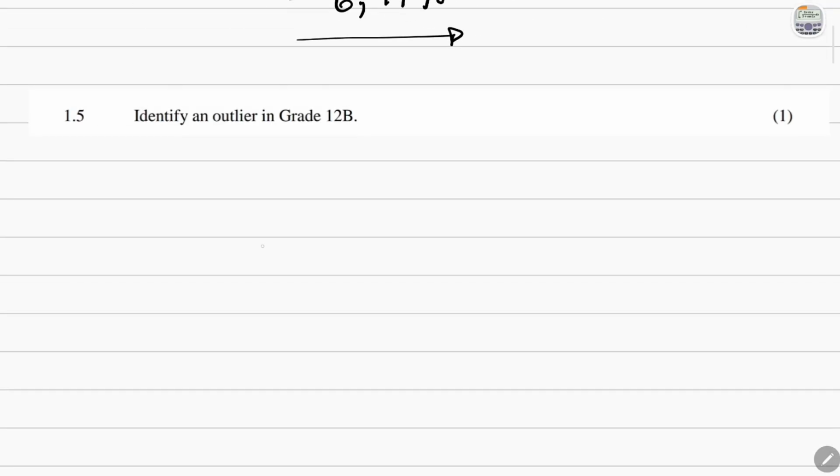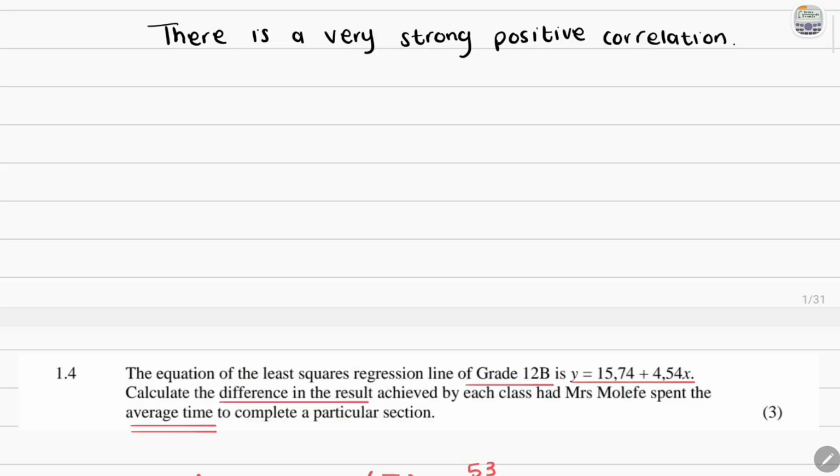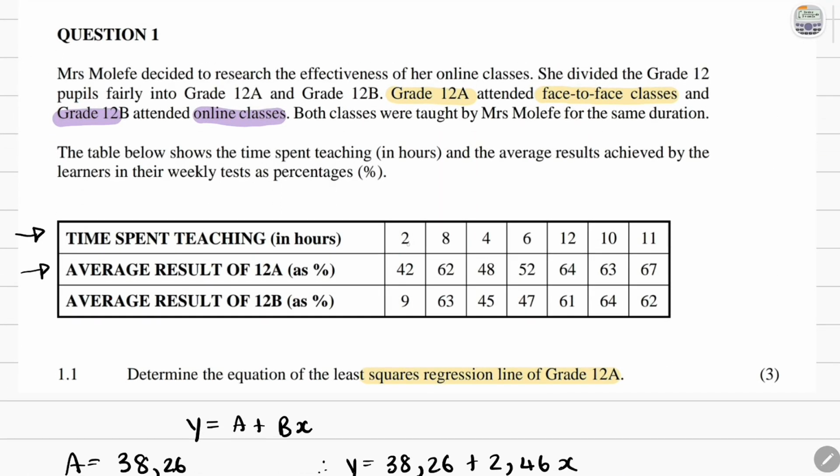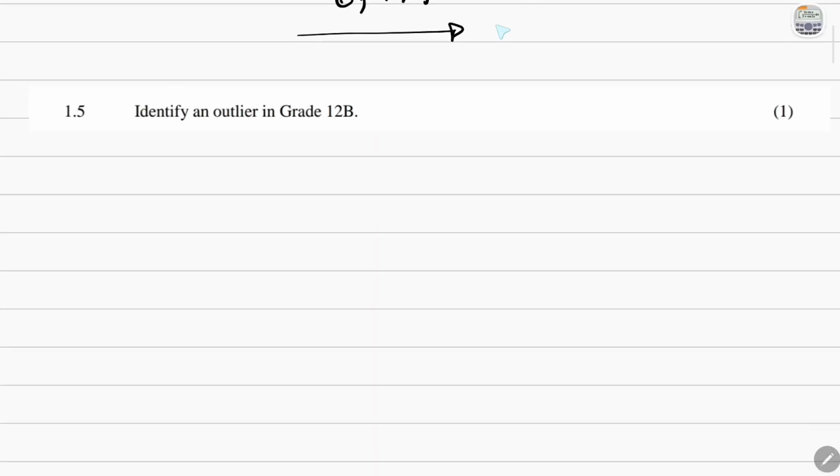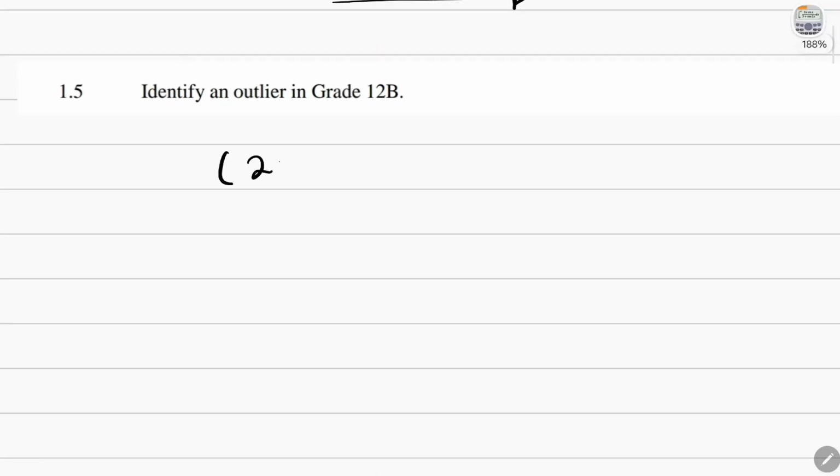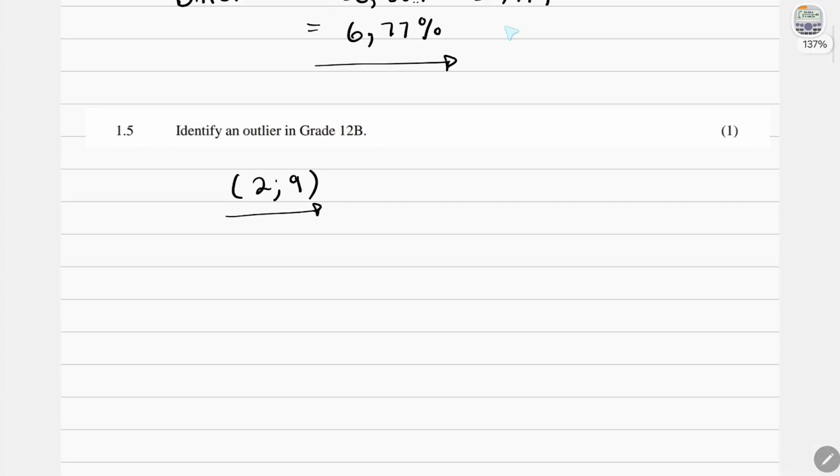So our outlier is 9. But we can't just say 9. We have to say the full thing. So the x value is 2 and the y value is 9. As a coordinate, it is (2; 9), and that is our answer. Moving on to the next question.